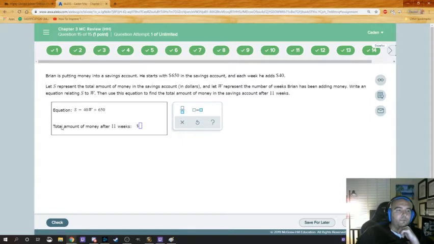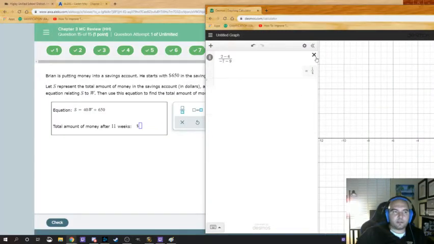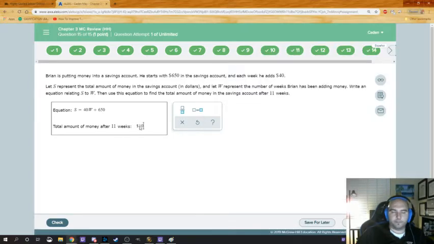Find the total amount of money after 11 weeks. That's a calculator's job, I guess, so I'm just going to plug it in. Please don't use S or W here. What you should do is this. You should write 40 times 11, because it's $40 a week, times 11 weeks, plus the $6.50 he had, 1,090.